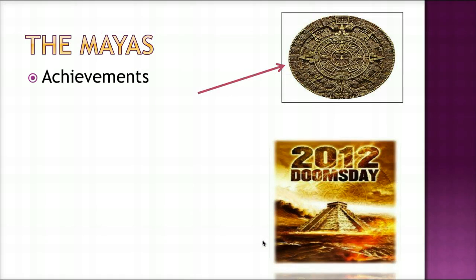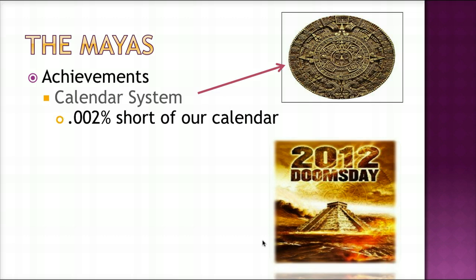All right, let's finish up with achievements. One of the most amazing achievements of the Maya people is their calendar system. The reason it's so remarkable is it was so very close to our calendar. In fact, it was 0.002% short of our calendar in terms of length.